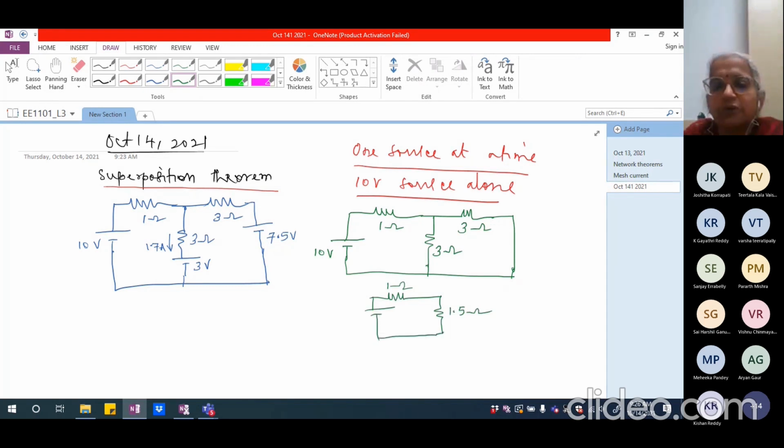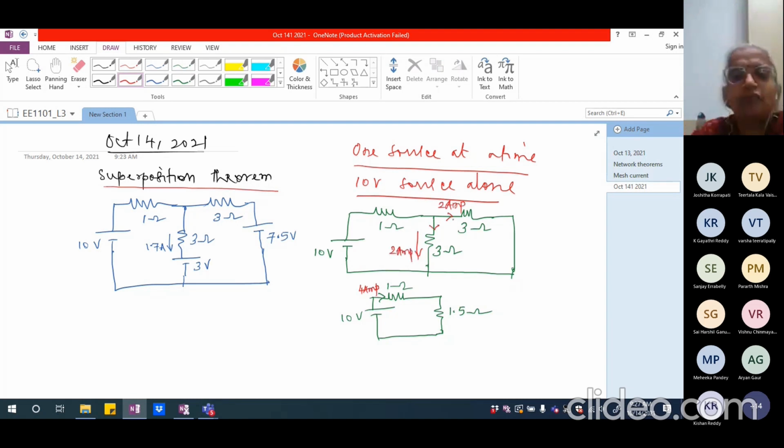Right. So we are going to have the current as 10 by 2.5, which is 4 ampere. So we were having the current to be 4 amperes. And that 4 ampere was dividing itself into two halves. Both of them are 3 ohms, so equal current division. So I'm going to have 2 ampere like this. Please note the direction. This is also going to be 2 ampere.